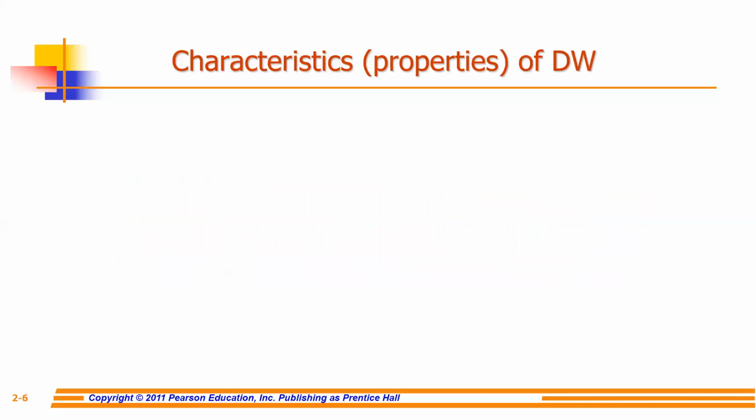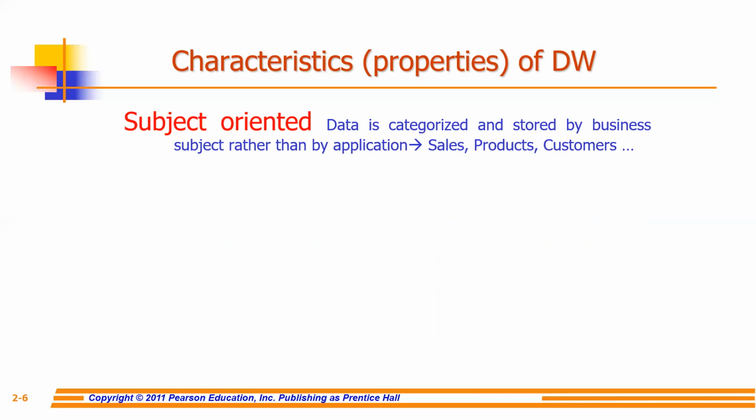Integrated means the data is integrated in a single format. Subject-oriented databases, suppose the sales data is organized in a separate table and separate databases. The products tables are separate, and the customer information is stored in different tables. So the data is categorized and stored by the business subject rather than by applications.